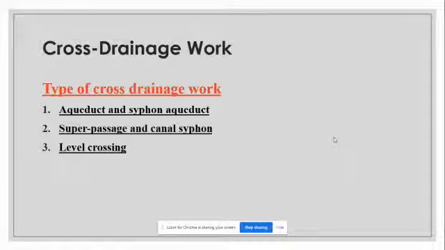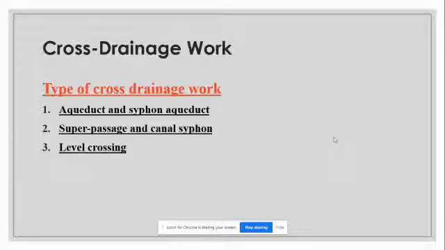Second thing, super passage and canal siphon. Super passage means canal is below and river is above. That means super passage. And canal siphon: river is above and canal is below, but full supply level is greater than the bed level. That means canal siphon. And if river and canal get intermixed, that means level crossing. These are the three topics, and it is so simple, friends.